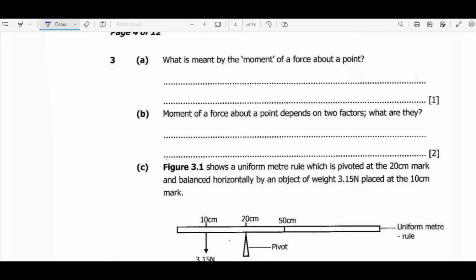Question 3a. What is meant by the moment of a force about a point P? So say this is the turning effect.